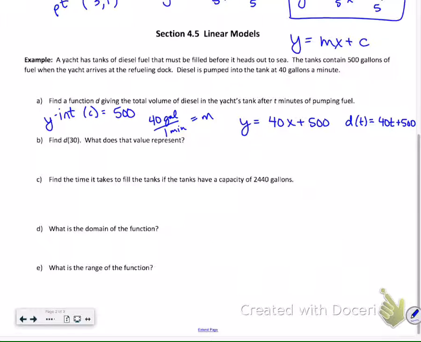Now, you could try that out. Think about you're doing 40 gallons a minute. Okay, so after 1 minute, you would have 40 plus 500, 540 gallons. Is that what you would have? Yeah, I mean, reading the example there, you start off with 500, so after 1 minute, you would have 540 gallons. Okay, so D of 30, what does that value represent? Well, this is going to be the amount of fuel, or if you want to be specific, diesel, after 30 minutes. So 40 times 30 plus 500 is 620 gallons.